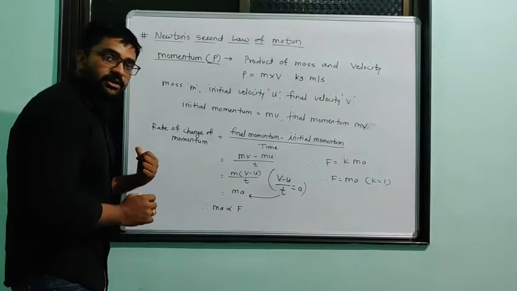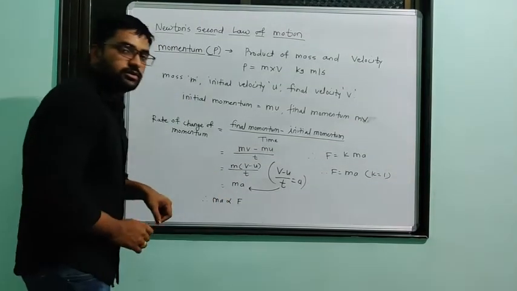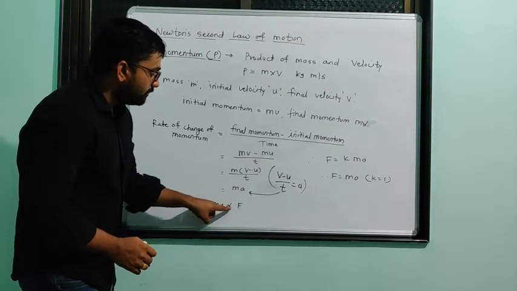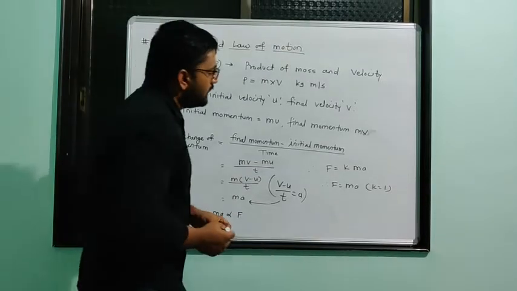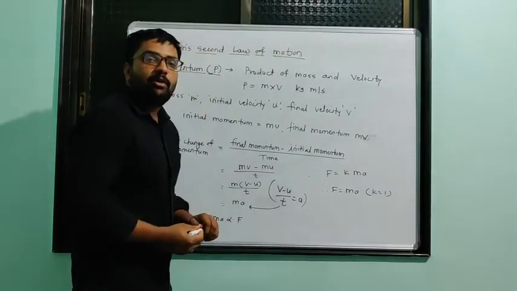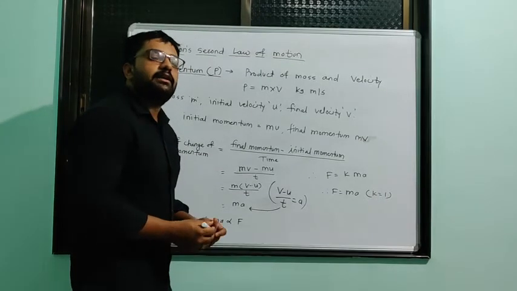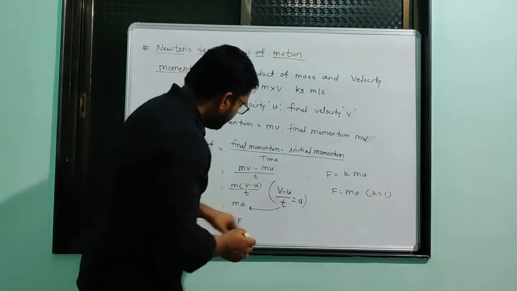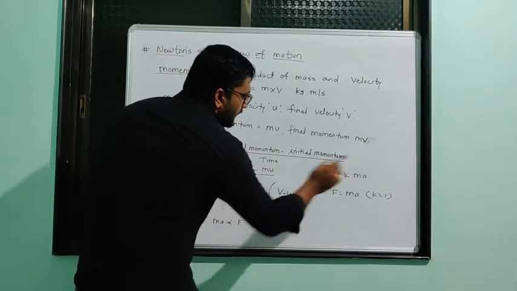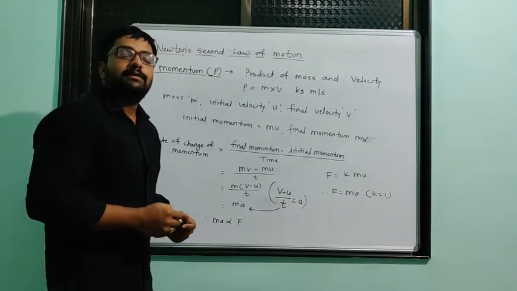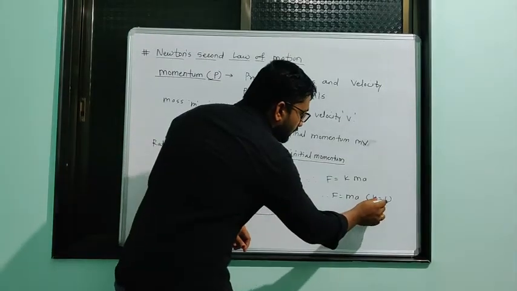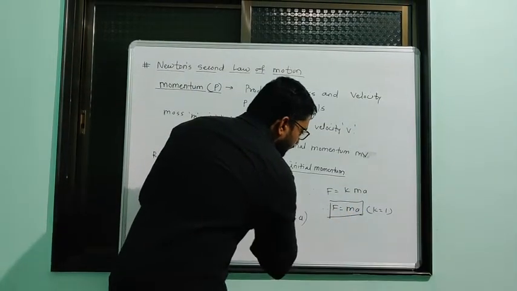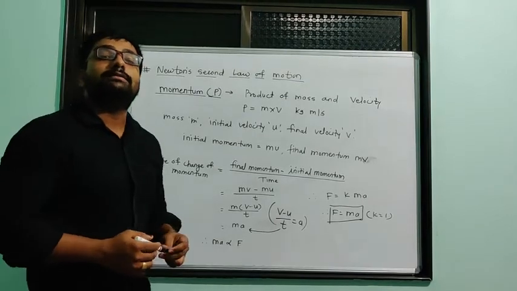Left hand side is the rate of change of momentum, which is directly proportional to applied force F. So ma is directly proportional to applied force. Here we have to remove the proportionality sign, so we introduce one proportionality constant k. So this equation will become F is equal to k into ma, where k is the proportionality constant having value 1. So F is equal to ma. That is the formulation of Newton's second law.